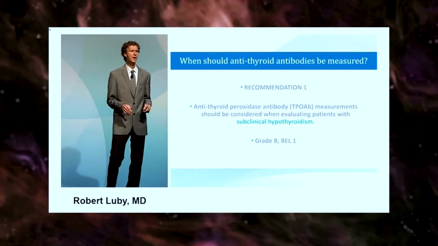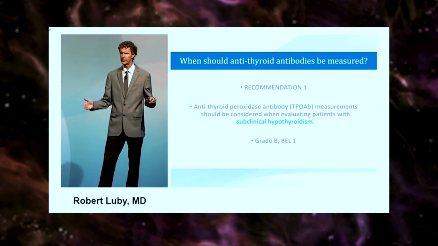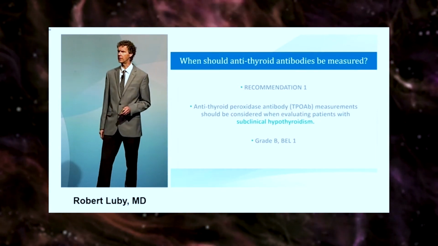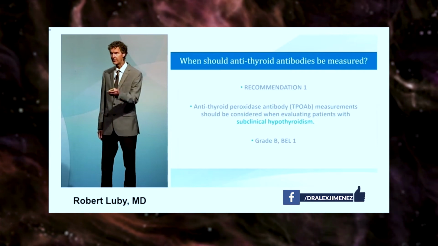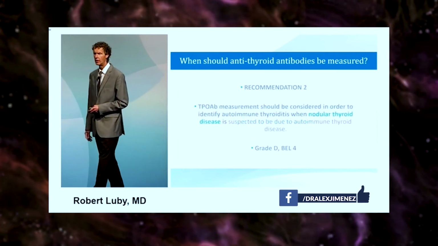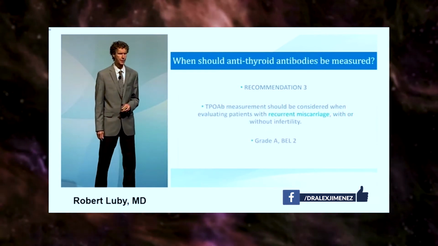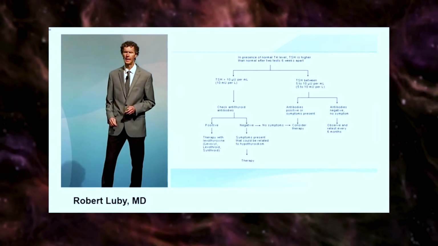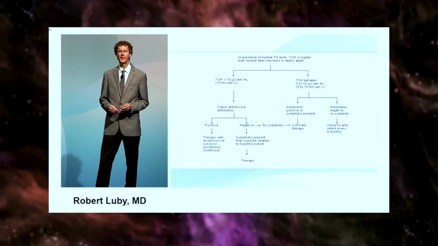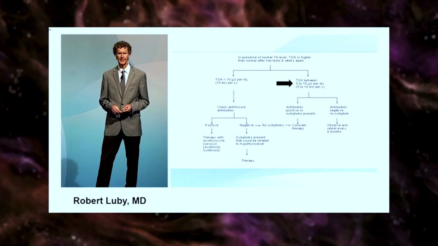So, keeping on our theme of autoimmunity, when should anti-thyroid antibodies be used? Let's go to the guidelines. Three situations clinically from the guidelines. Subclinical hypothyroidism, that's a green light for testing antibodies. Nodular thyroid disease and recurrent miscarriage. Green light, green light, green light. Test for autoimmune antibodies. This is the most commonly used algorithm for testing antibodies.